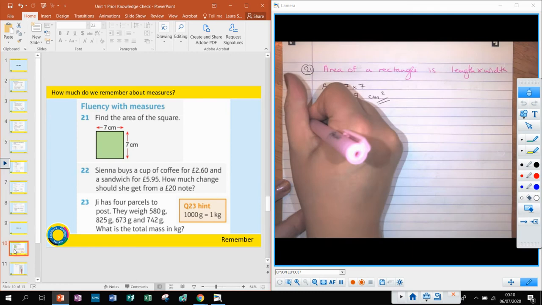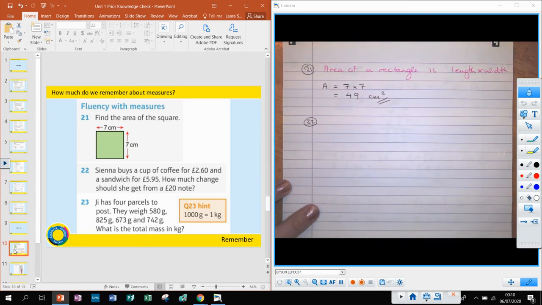Oops, 22. Let's take a look. We have Sienna buys a cup of coffee for £2.60 and a sandwich for £5.95. How much change would she get from a £20 note? Okay, so there's two things I have to do. I'm going to have to add together and get the total she spent. So let's do that first.